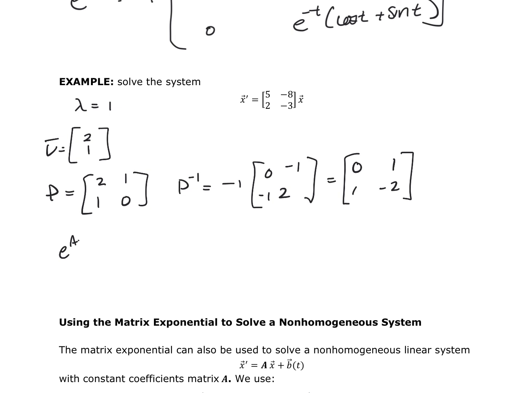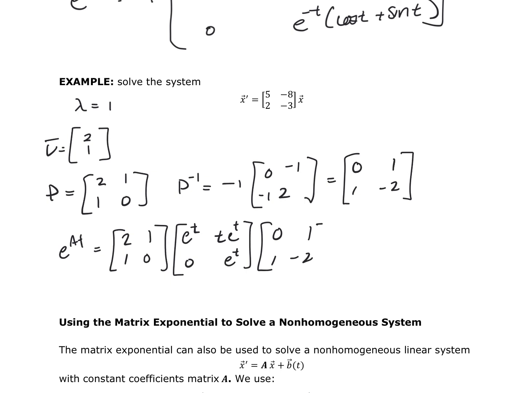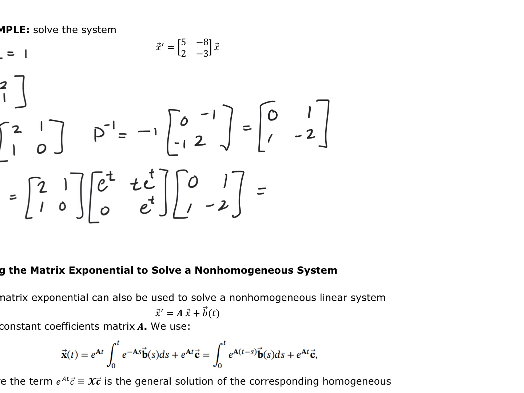So then my e to the at is going to be 2, 1, 1, 0 multiplied by the matrix that I'm going to use, remember, which is e to the lambda, which is 1t, and then te to the lambda, which is 1t, 0, and then e to the lambda, which is 1t, multiplied by my inverse, which is 0, 1, 1, -2. I'll leave it up to you to go through the multiplication. I'm just going to give you the answer. So I have e to the t plus 4t e to the t, -8t e to the t, 2t e to the t, e to the t minus 4t e to the t.